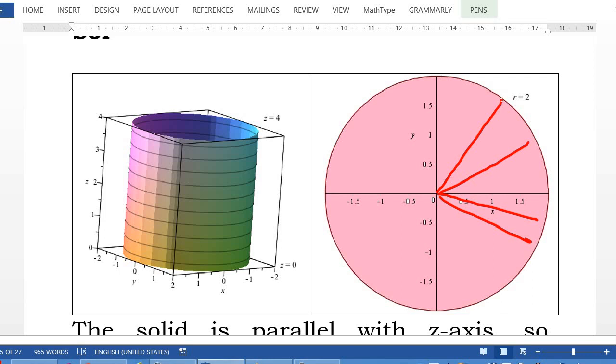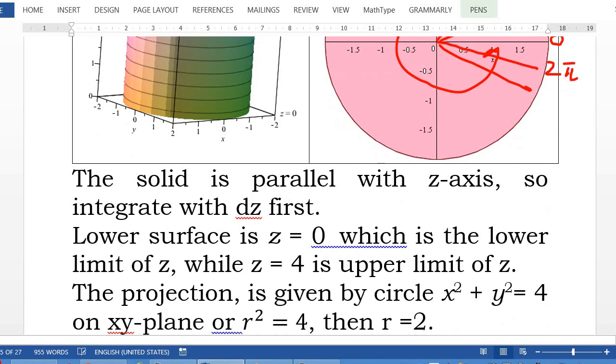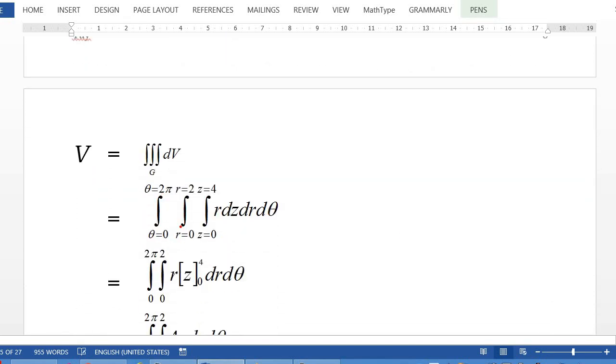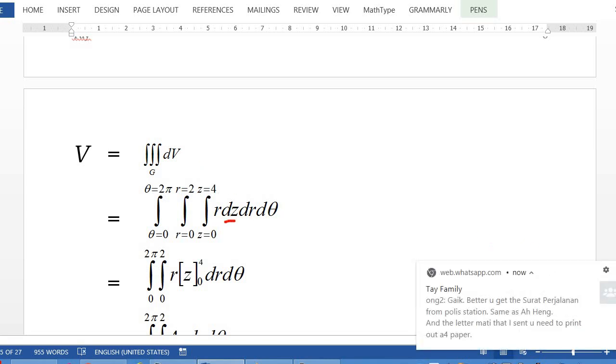So r is from 0 to 2, full circle, so theta is from 0, one cycle, so it's 0 to 2 pi. The volume: theta 0 to 2 pi, r 0 to 2, z is 0 to 4, because the cylinder is bounded by the plane z equal to 4. Okay, dV in cylindrical coordinates, maintaining dz, is r dr d theta.